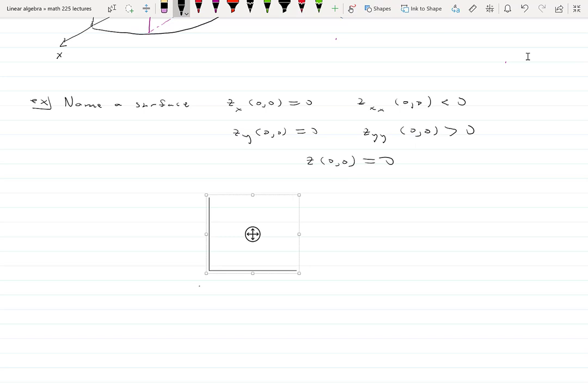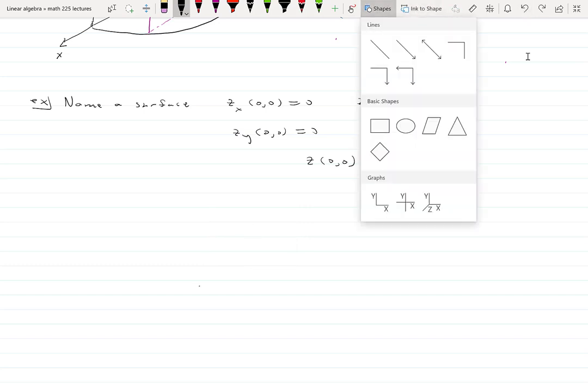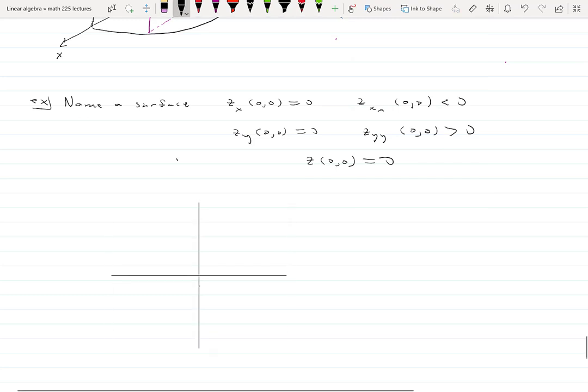Let's see if I can do something more basic, like drawing a set of axes. Here's 3-space. So the surface goes through the origin. z(0,0) equals 0. Check that off. The slope in the x direction is 0, and the slope in the y direction is 0. Let's skip to the concavity. The concavity z_xx at the origin is less than 0. So the concavity in the x direction, in the xz plane, is negative.